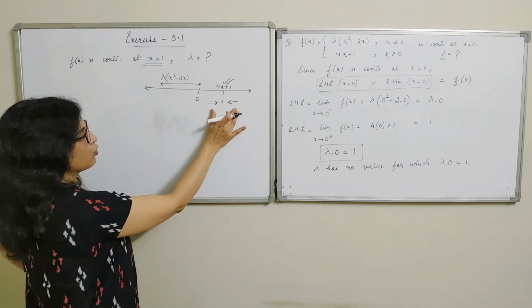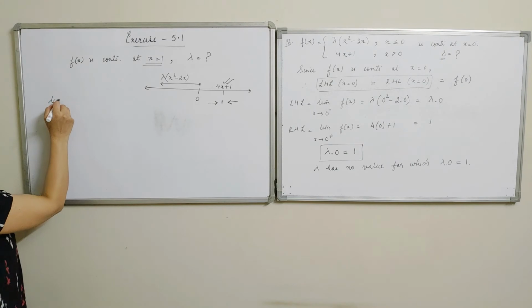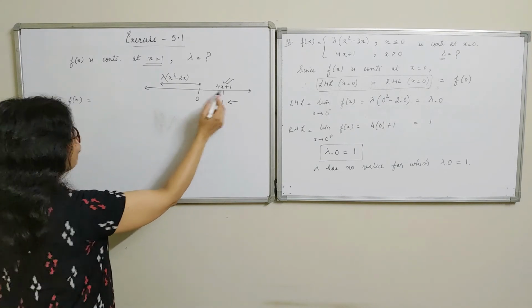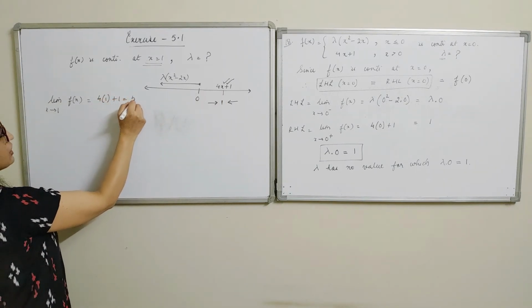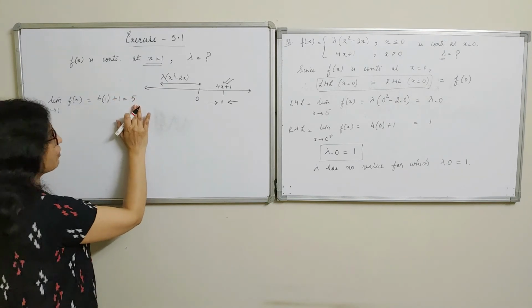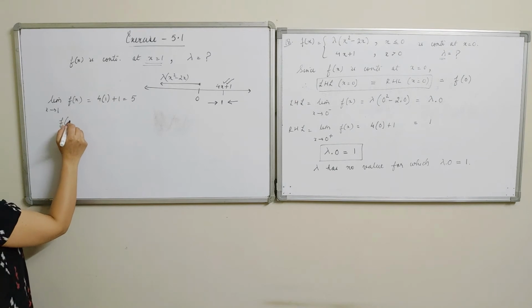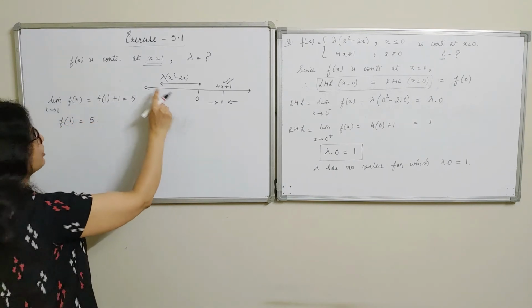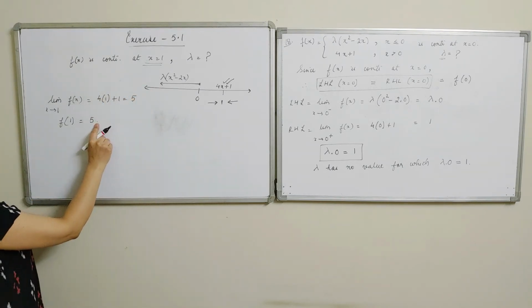That means in this case we don't need to find the LHL and RHL. We can straight away find the limit of the function when x tends to 1. Which function is this? 4x plus 1. So by direct substitution, we get the limit of the function as 5. And the limit of the function is 5 and the value of the function at this point is also equal to 5. This was already mentioned to us: the function is continuous, so the limit is the same as the value of the function.